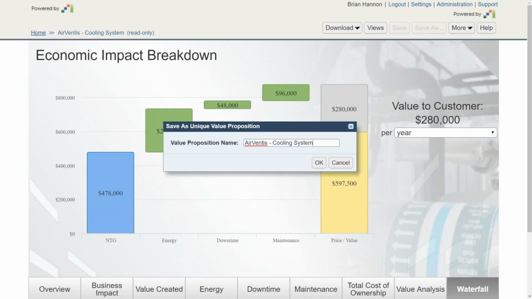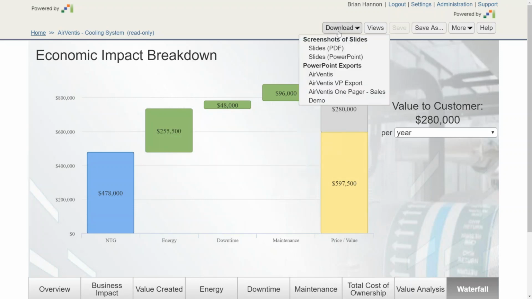Finally, after the story is done, the value prop can be saved to a unique value proposition, which is specifically tied to the opportunity that you're working on. And finally, it can be downloaded to either a PDF or a PowerPoint or some type of custom export.